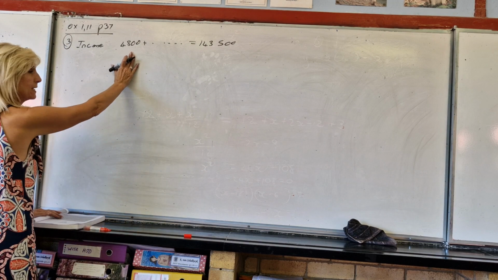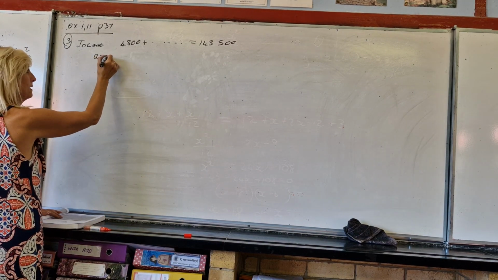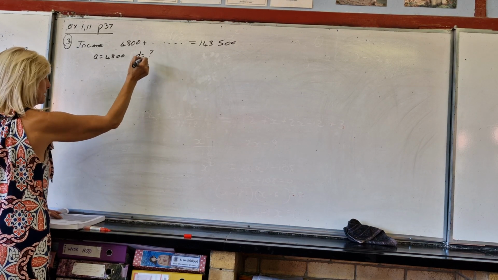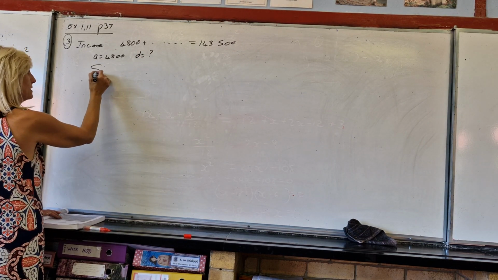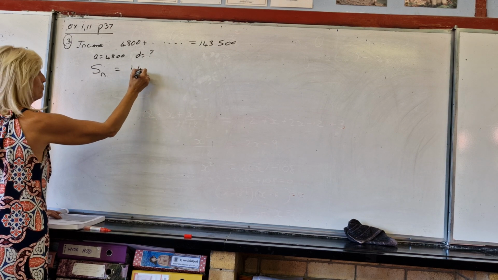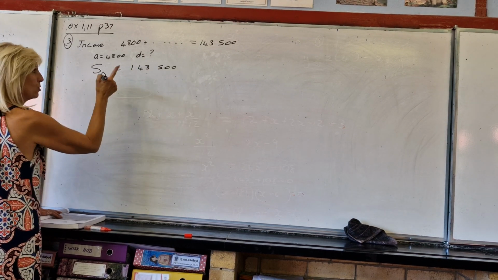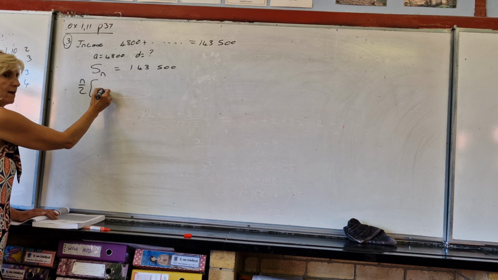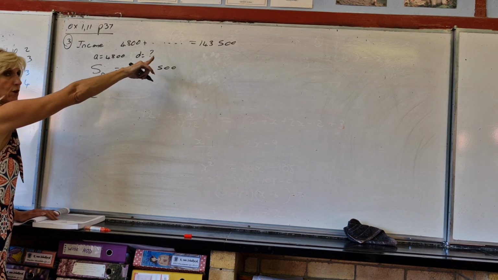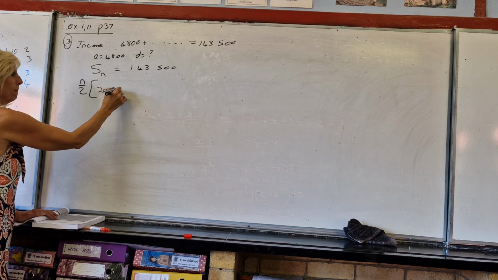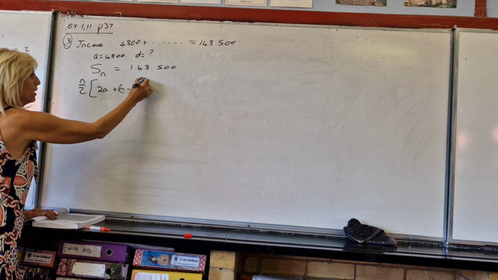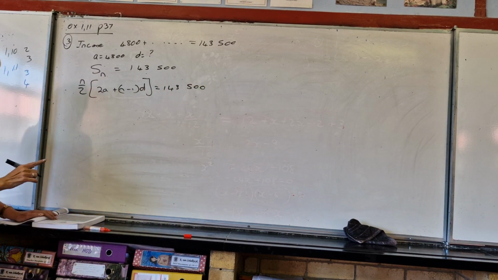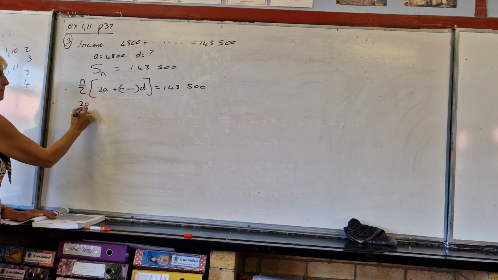Alright, so 4,800 for the first year. So I know that A is 4,800. I don't know what the D is, that's what they're looking for, but I do know that Sn is equal to 143,500. And because it's a D sum, I have one of two choices. Can I use the A plus L? Nope, I don't know the last one. If only we had it. Okay? But I know that N is 20.